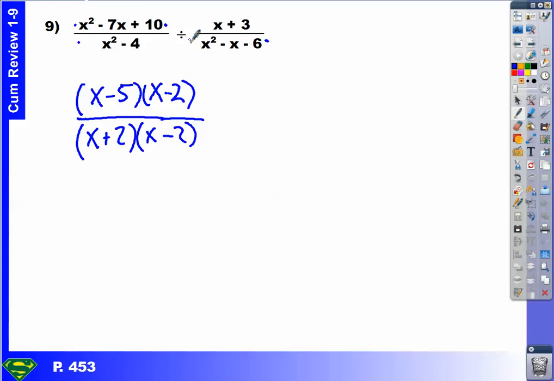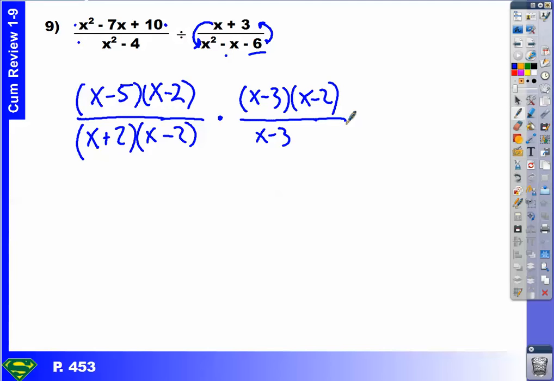Now when you're dividing by a fraction, you're going to multiply by the reciprocal. So this is going to end up here, and this is going to end up down here. So we're going to have x minus 3 in the denominator. What multiplies together to get negative 6, but adds together to get negative 1? Well, negative 3 and positive 2. So we end up with x minus 3 times x minus 2.